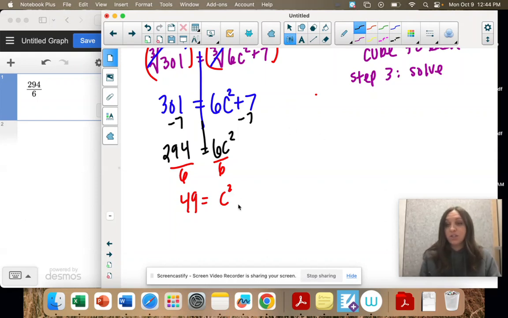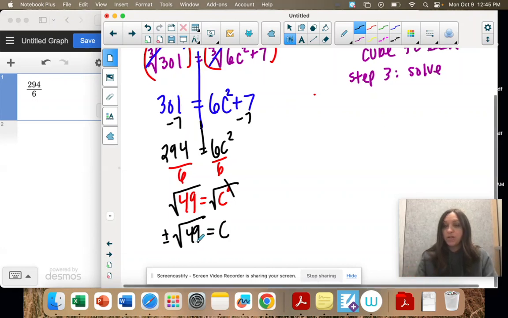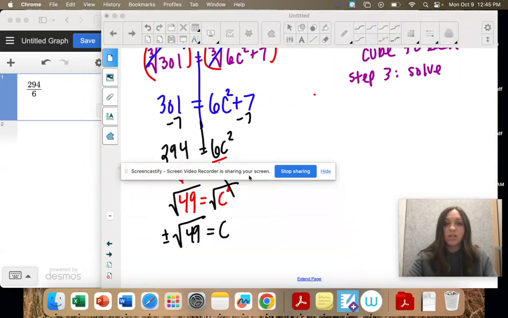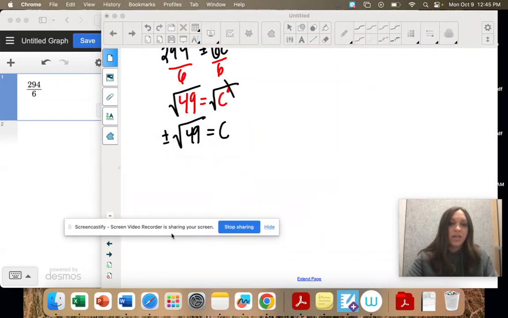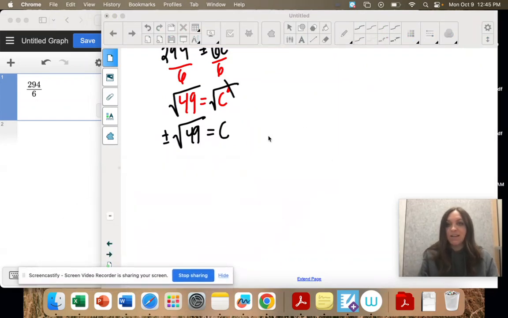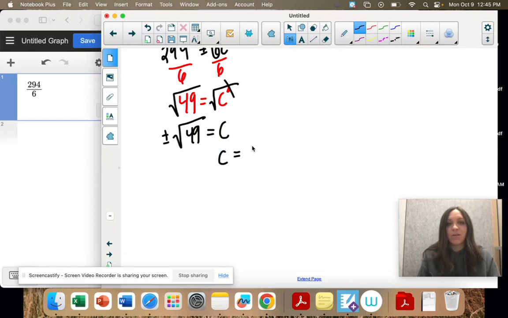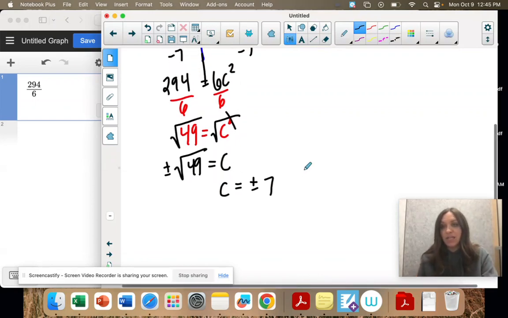And then to get rid of a square, what do? That's this whole section, right? Squares and square roots are opposite. So I'm going to take the square root of both sides. So I have c equals plus or minus the square root of 49. Remember that whenever you take a square root, there's a positive answer and a negative answer. And the square root of 49 is 7. If you need to type that in your calculator, you can. But I have 2 answers, positive 7 and negative 7.